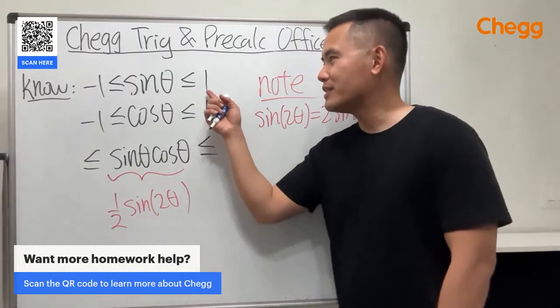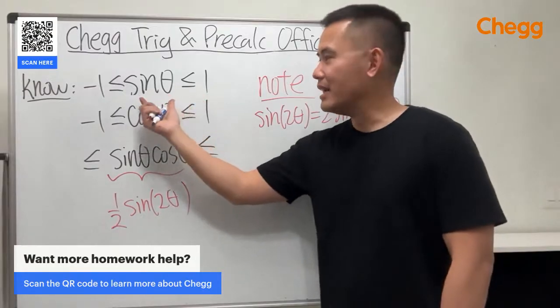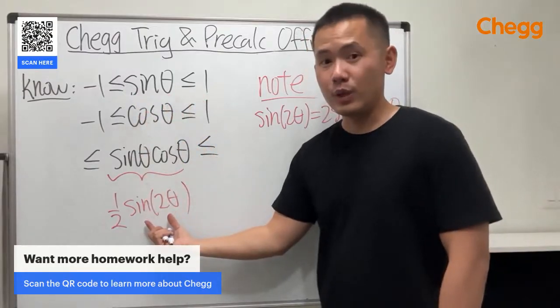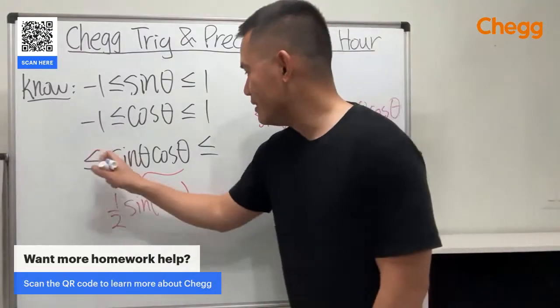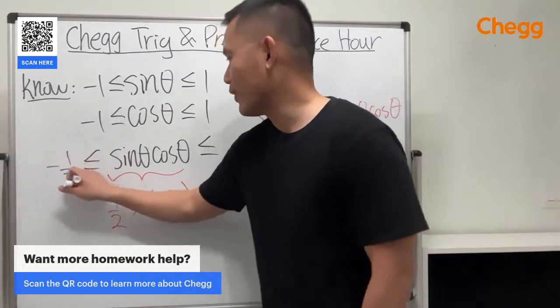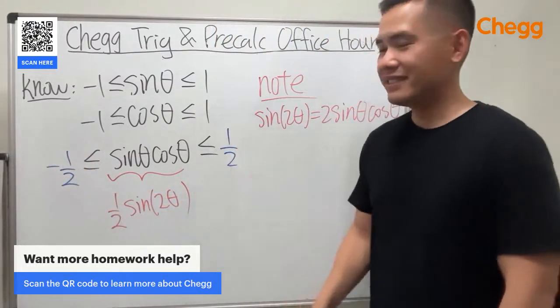Now, based on what we said earlier for number 1 right here, sine theta is always in between -1 and 1. Now, just have to multiply by 1/2. So this thing right here will be in between -1/2 and +1/2. Just like that.